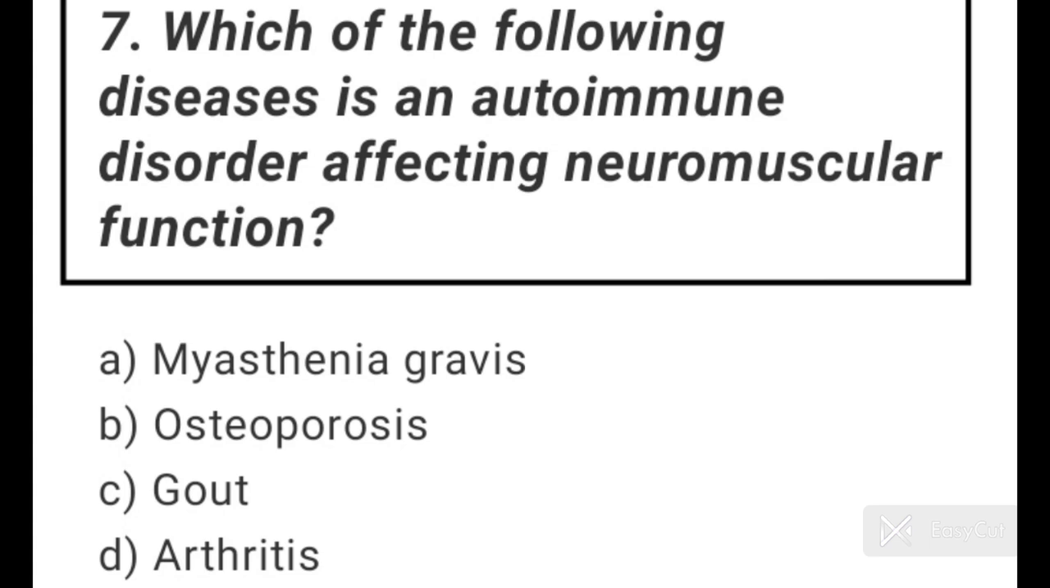Question number 7. Which of the following diseases is an autoimmune disorder affecting neuromuscular function? Option A is correct here. Myasthenia gravis. Myasthenia gravis is an autoimmune disorder affecting neuromuscular junction leading to fatigue, weakening and paralysis of skeletal muscle.